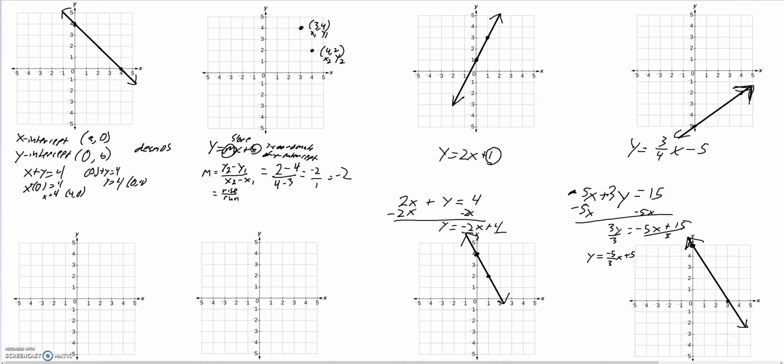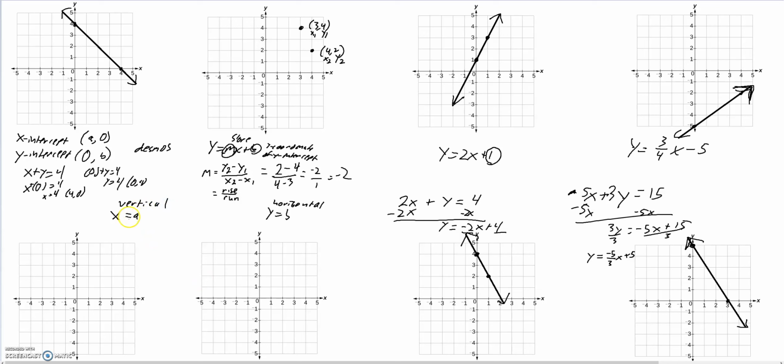Now, the last type of lines I want to talk about here are vertical and horizontal lines, because in all of these, we've just been dealing with lines that have slants of some variety. So let's go ahead and discuss what these horizontal and vertical lines look like. So vertical lines will be of the form x equals a. Horizontal lines will be of the form y equals b. So this is a horizontal line. This is a vertical line.